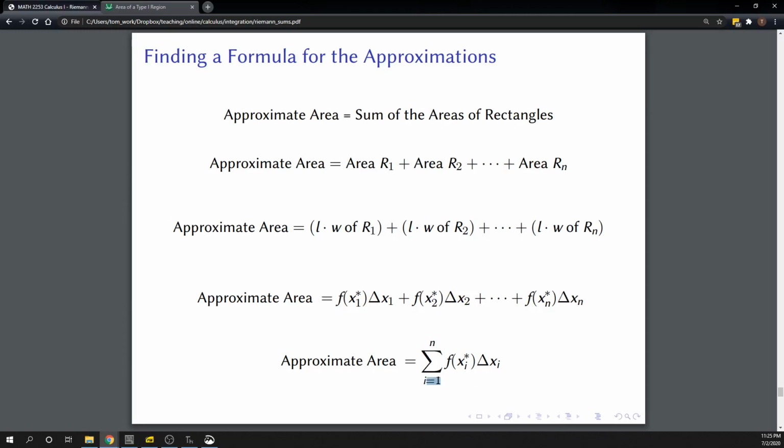Well, in the expanded form, I would start with a 1 and plug it into i. So that would be f of x1 star delta x1, which is exactly this part right here. Then I would put a plus, then increase this to 2 and plug that in: f of x2 star delta x2, and so I would get this, and so on and so forth until I stopped at the very last number right there. All right, and so this is the approximation formula.